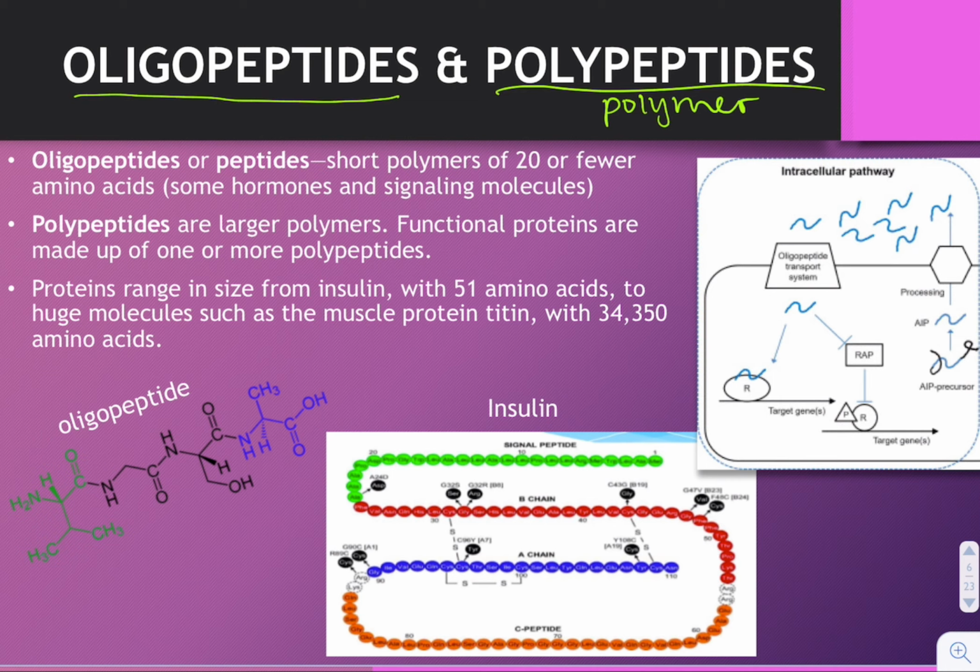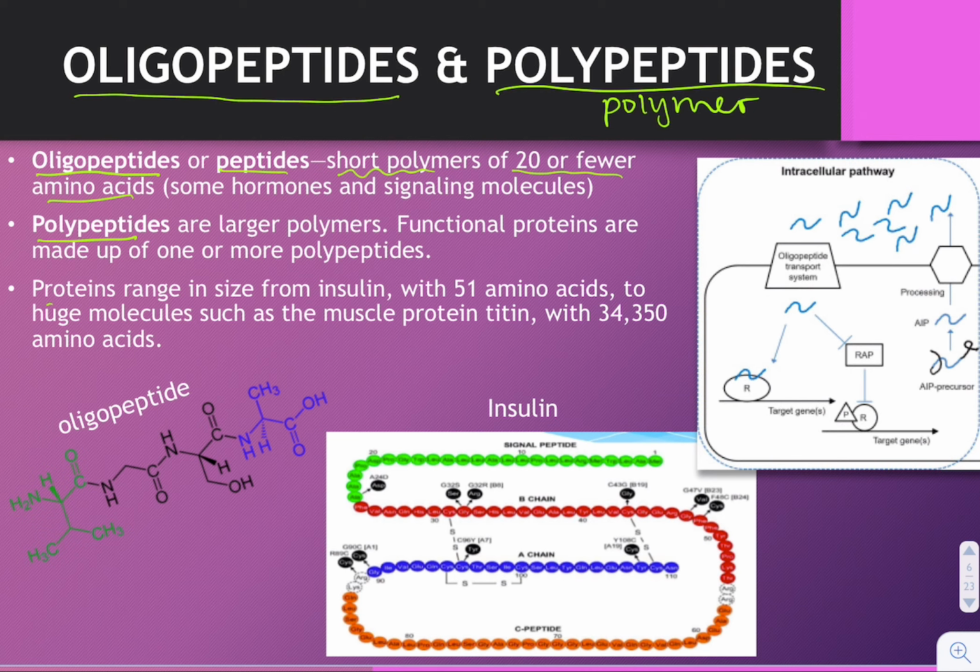Again, very similar to polysaccharides, but polypeptides are unique to proteins, this term. So oligopeptides, or peptides, are short polymers of 20 or fewer amino acids. There are some hormones and signaling molecules that are oligopeptides, and those are kind of important ones too. Polypeptides are larger polymers. The functional proteins are made up of one or more polypeptides.